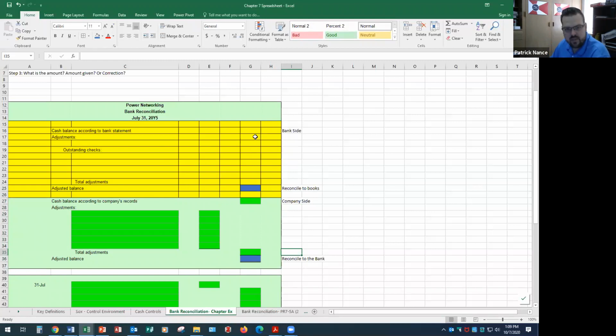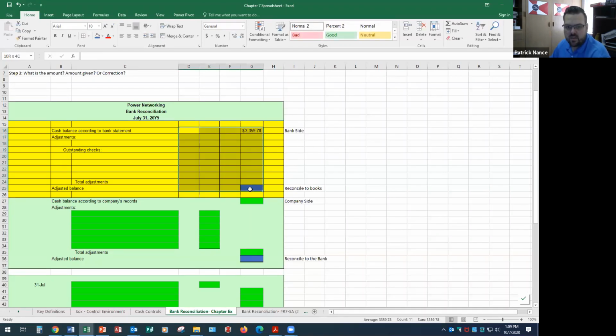Starting out, the first thing we're going to do is put our balances according to our records. I don't have any functions written in here. So we have our balance according to our records and our balance according to our bank, so we can get our starting point for our bank side and our company side. We go look at the bank statement, and it shows a balance of $30,359.78. So that's my balance according to bank.